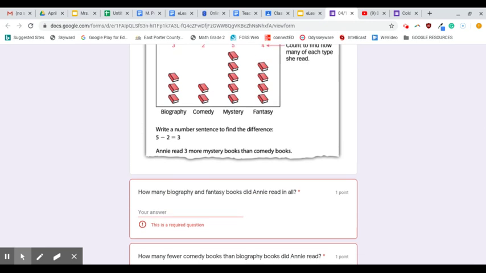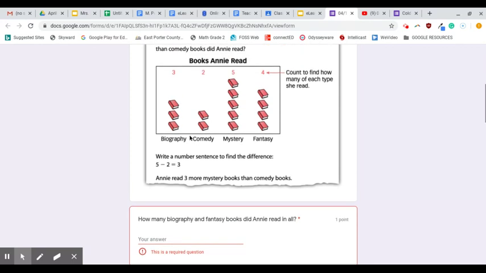Your first question says, how many biography and fantasy books did Annie read in all? They want us to put those numbers together. So biography was 3, fantasy was 4. If I put them together, 3 plus 4 equals, go ahead and put in your answer.